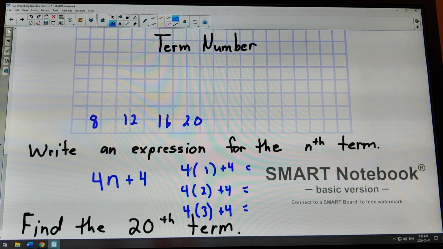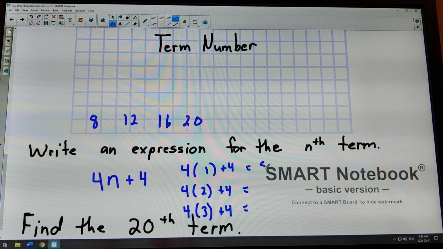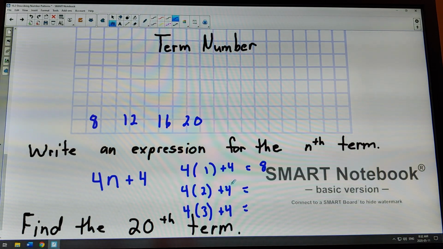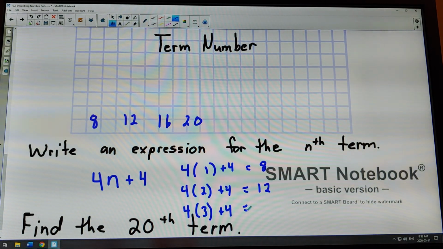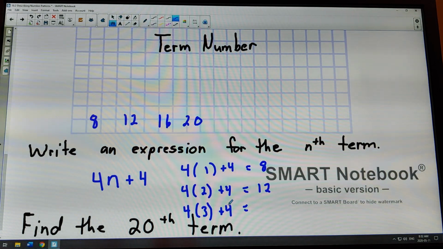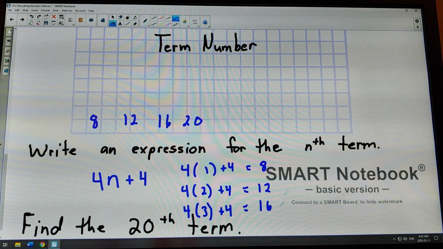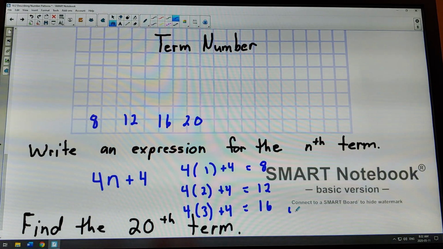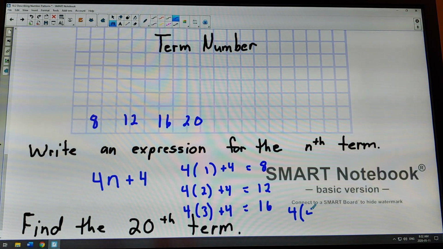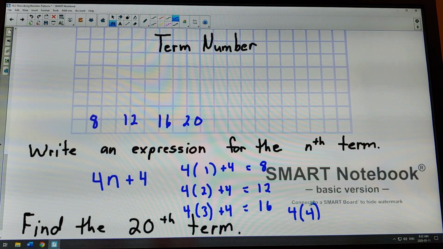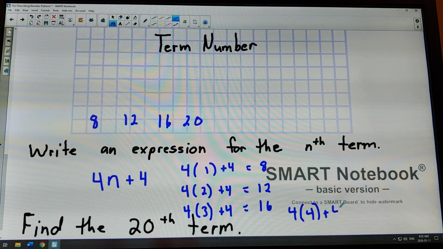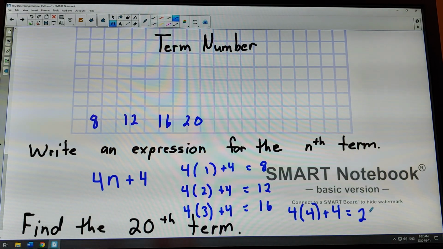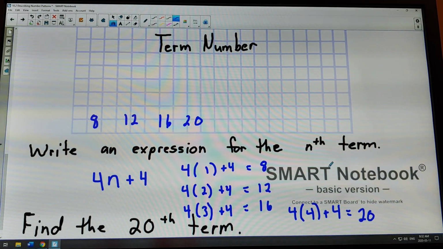Okay, so 4 times 1 would be 4, plus 4 would be 8. 2 times 4 would be 8, plus another 4 would be 12. 3 times 4 is 12, plus another 4 would be 16. And we have it. We can do the last one, even though I'm running out of room there. So try it for our 4th term. So replace n with 4. So 4 times 4 would be 16. 16 plus another 4 is 20. Okay? So we're getting it.